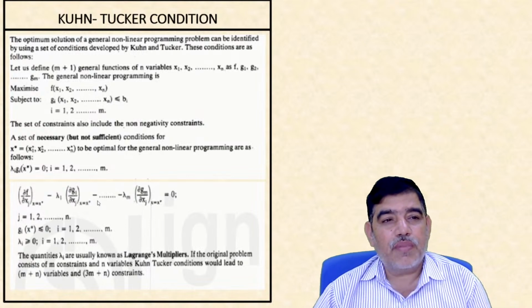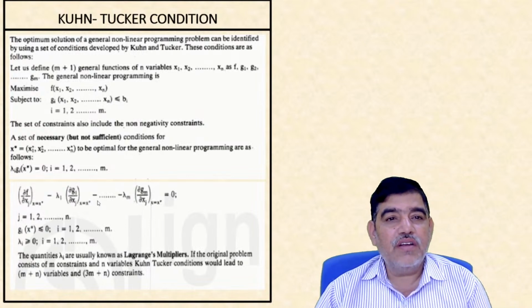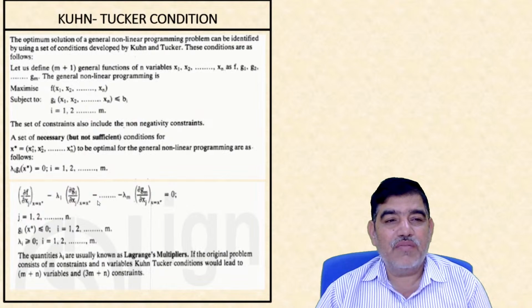Kuhn-Tucker conditions. What is actually the Kuhn-Tucker condition? It's a very important part of the non-linear programming problem. The optimum solution of a general non-linear programming problem can be identified by using a set of conditions developed by Tucker. These conditions are as follows.